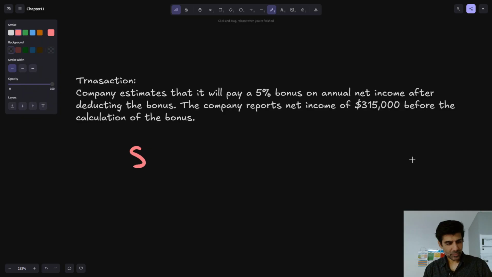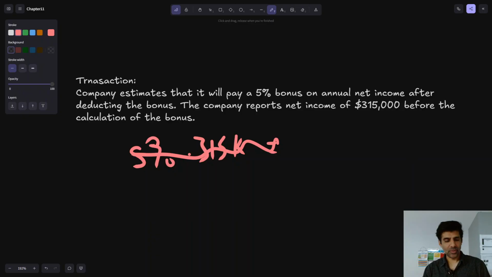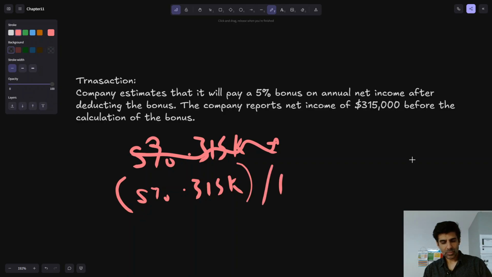5% times 15,000. 5%. Okay. And 1 plus. What does this equal? Actually, okay, yeah. So you're giving me your answer. Is that what you're telling me? Yeah. Okay, so what is it? 5% times 315. And then that parentheses and divide by 1 plus 5%.